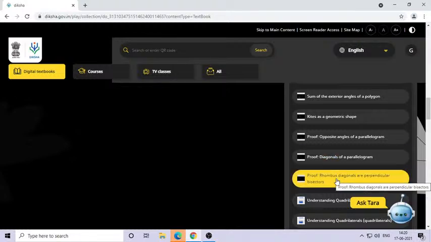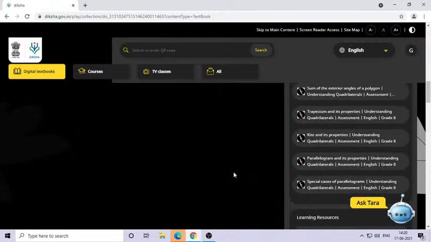Okay, let's take this one. Rhombus diagonals are perpendicular bisectors. The proof is there.